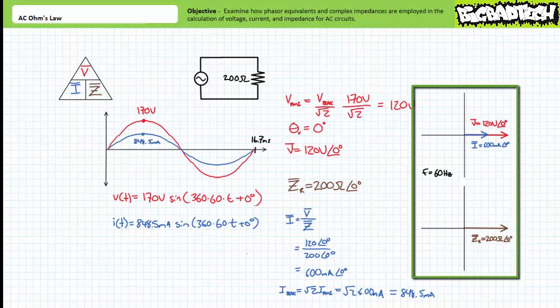This Ohm's law manipulation can be most compactly summarized as: given voltage with an effective value of 120 volts across a 200 ohm resistor, one can anticipate current to have an effective value of 600 milliamperes with no phase shift. All pertinent information is immediately recognizable using the phasor equivalence.